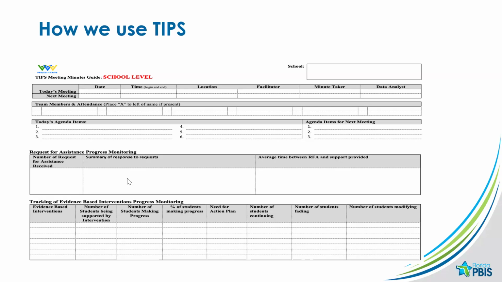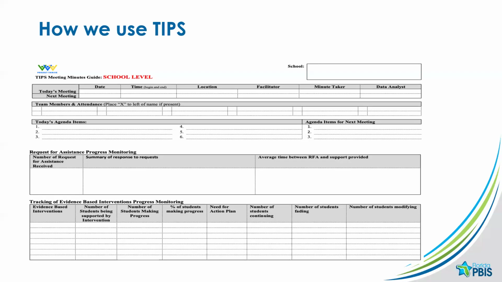And we want to respond to those. We also want to look at, are we being timely and effective? So how much time is there between the request for assistance and placing an intervention? And then we summarize: how many students are actually in check-in and check-out? How many are supported by the intervention? How many are making progress?